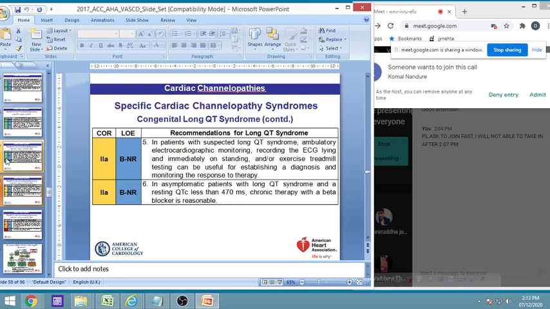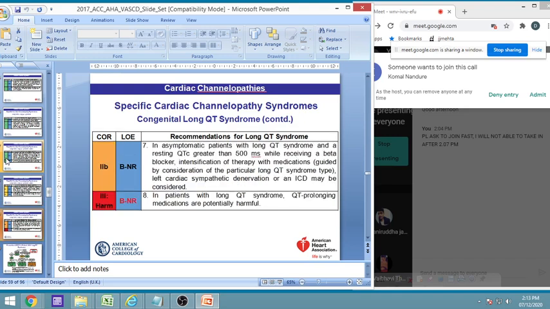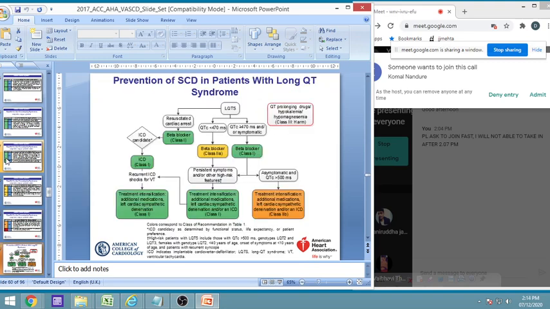In patients with suspected long QT syndrome, ambulatory ECG monitoring is required. Monitor with ECG and check it, because long QT syndrome is dangerous. Next is the patient with long QT syndrome and QT-prolonging medication, any drug which causes QT prolongation. If you remember, our antiarrhythmic agents which cause QT prolongation should not be given. They can be very harmful because the QT is already long.